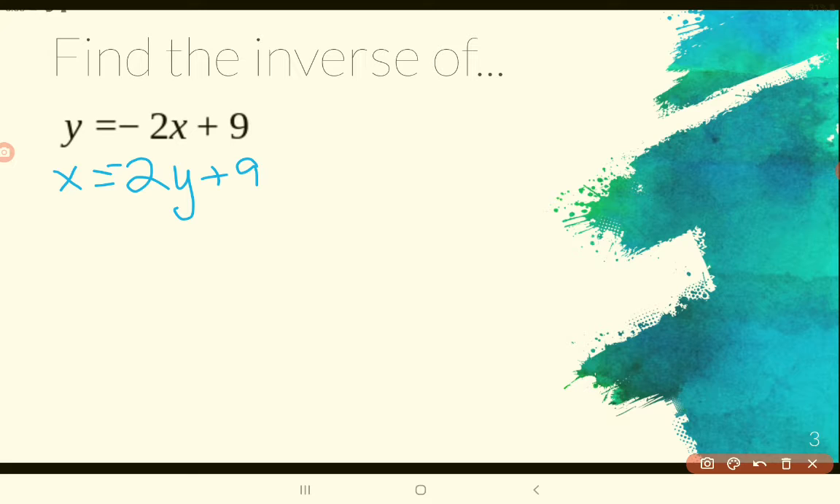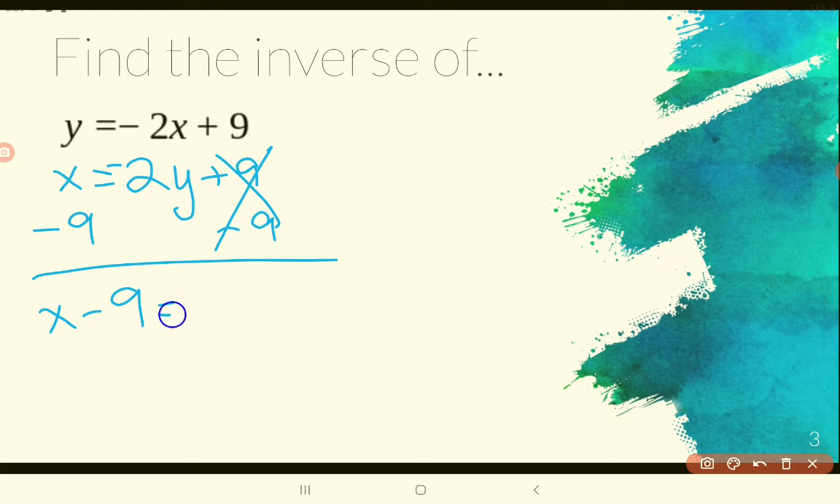The only thing that I have to do now is that even though, yes, what I have written on the screen is a correct answer, we usually want y by itself. So how do I get y by itself? Well, I start by subtracting 9 on both sides. So I get x minus 9 equals negative 2y. Now what do I do? Well, that negative 2 is being multiplied by y. So to get y by itself, I divide everything by negative 2.